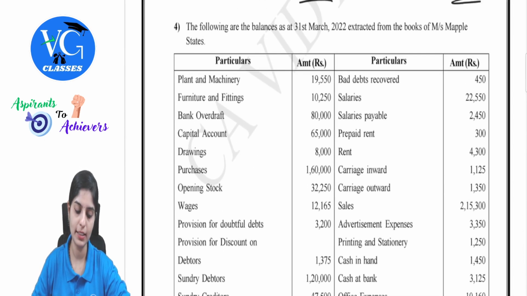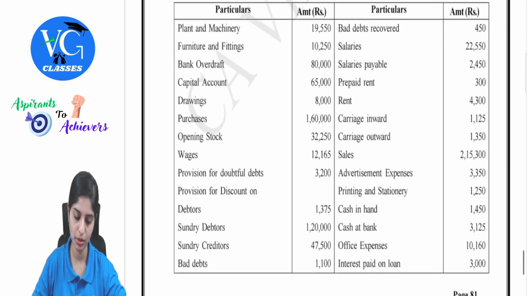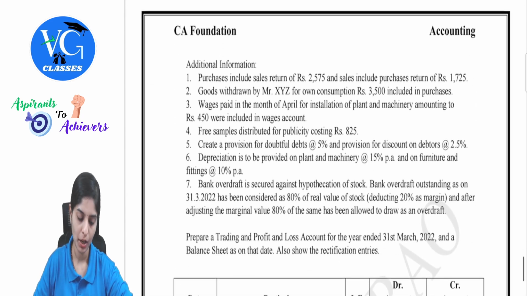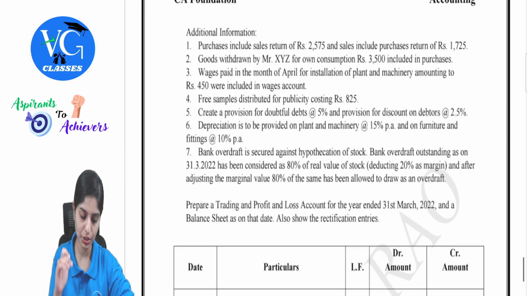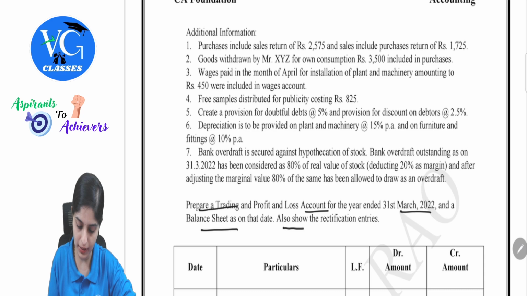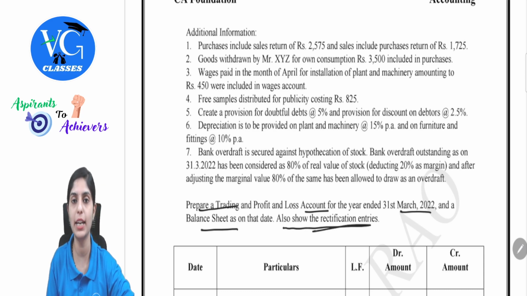The following are the balances as at 31st March 2022 extracted from the books of Maple States. So they are giving us the various items. Then additional information: purchases include sales return of 2575 and sales include purchases return. So there is a crossover of returns. We have to take it properly. Before we run through the additional information, let's look at the requirement. Prepare a trading and P&L account for the year ended 31st March and the balance sheet. Additionally, they're also asking us to show the rectification entries.